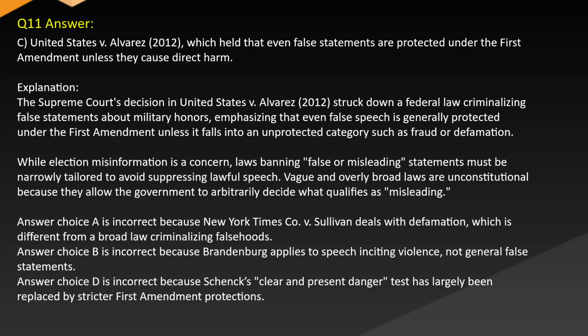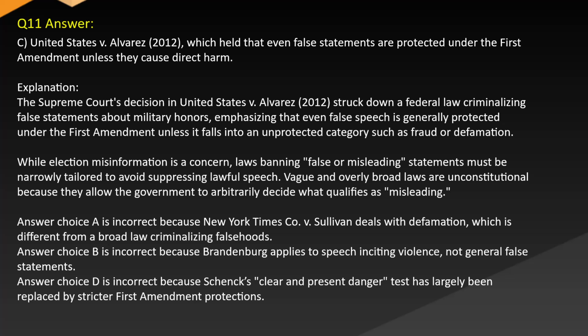While election misinformation is a concern, laws banning false or misleading statements must be narrowly tailored to avoid suppressing lawful speech. Vague and overly broad laws are unconstitutional because they allow the government to arbitrarily decide what qualifies as misleading. Answer choice A is incorrect because New York Times Company v. Sullivan deals with defamation, which is different from a broad law criminalizing falsehoods.